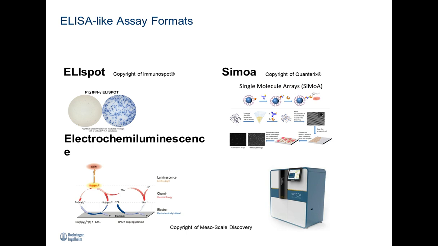Each spot corresponds to an individual cytokine-secreting cell, and the ELISpot readers, rather than being a colorimetric detector that you would normally see in ELISA, are actually camera-based and can identify and count the number of spots per well, giving you a quantitative measure.